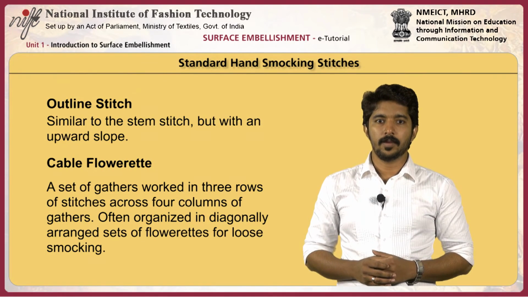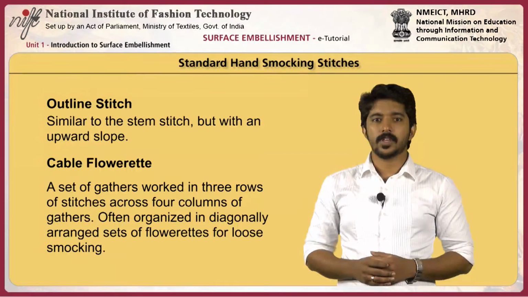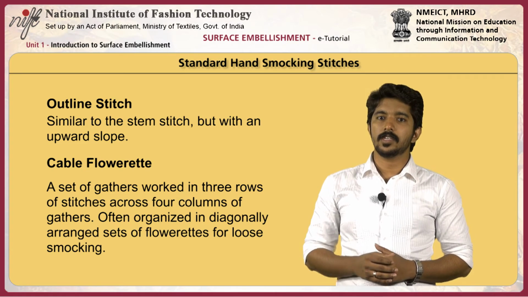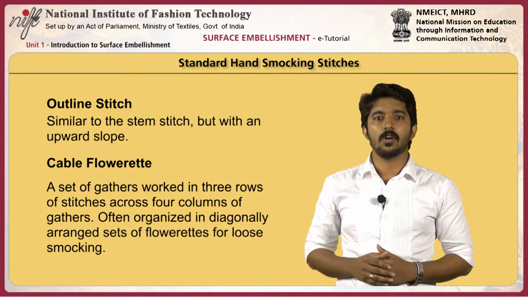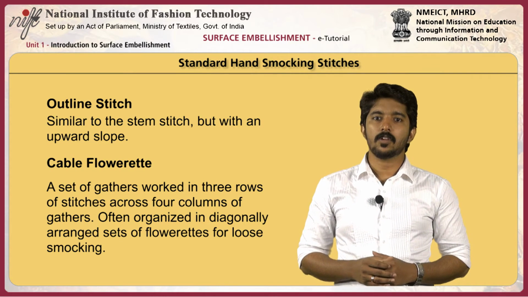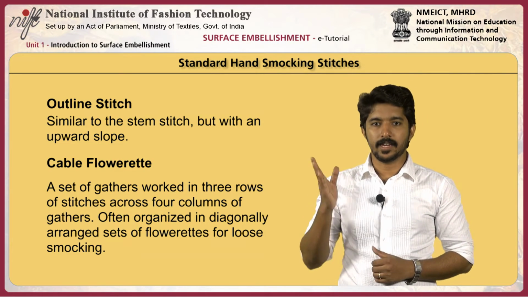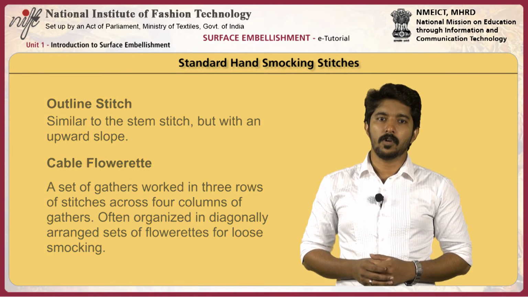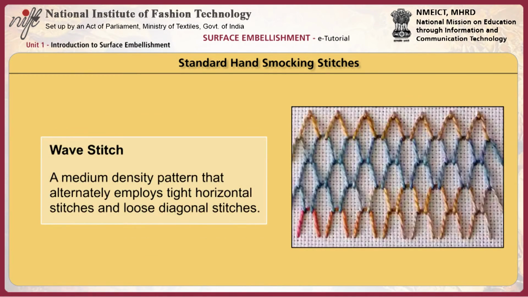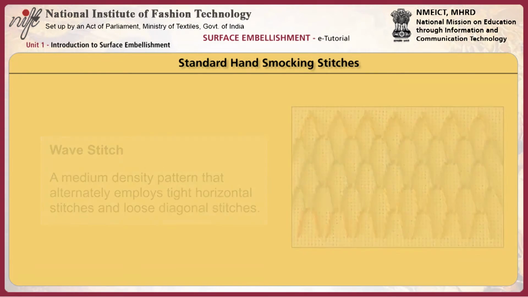Cable florette. Cable florette is a set of gathers worked in 3 rows of stitches across 4 columns of gathers. These are often organized in diagonally arranged sets of florets for loose smocking. Wave stitch. Wave stitch is a medium density pattern that alternatively employs tight horizontal stitches and loose diagonal stitches.